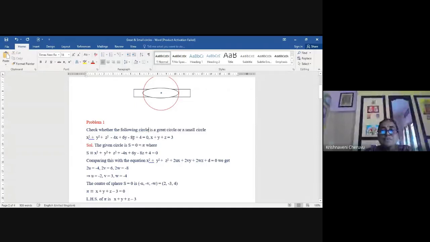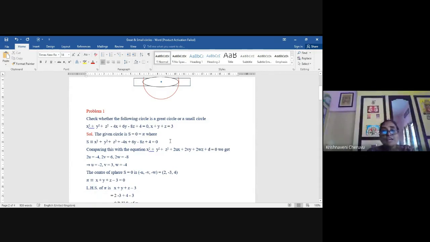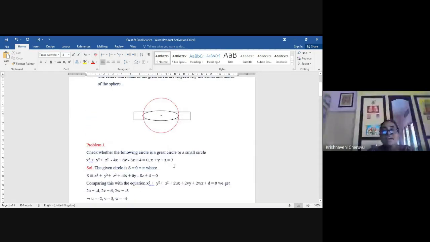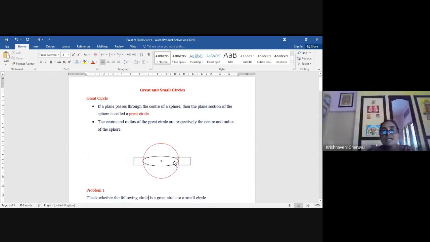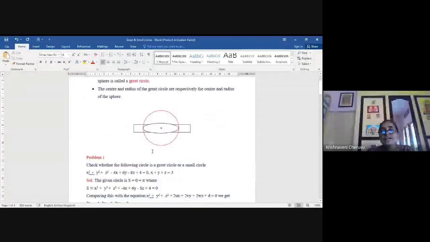Here we have a sphere and here we have a plane. When a sphere intersects a plane, you get a circle. Now, he gave you here a circle and he's asking you to check whether it is a great circle or a small circle. In a picture you can identify, but now how will you identify? What did I say? If it is a great circle, the center of the sphere must be on the plane. That is what I did here.